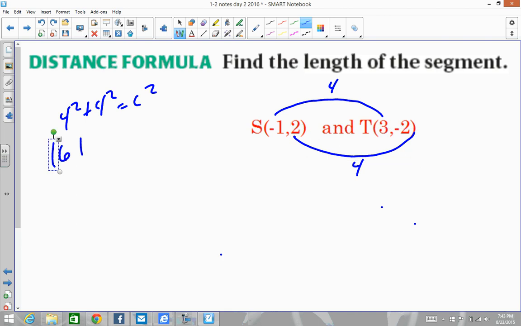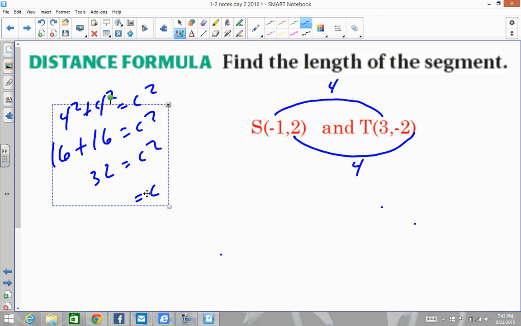So that's 16 plus 16 equals C squared. So that's a 32 equals C squared. So C is equal to 4 square root of 2. And that's the simplified version. So you need to be able to do it even when you don't have a coordinate plane. Matter of fact, you need to really be able to do that and quickly. Okay?